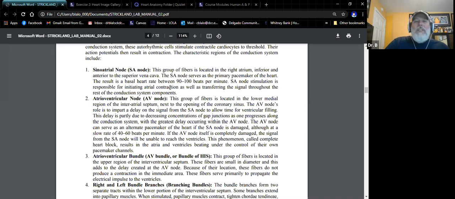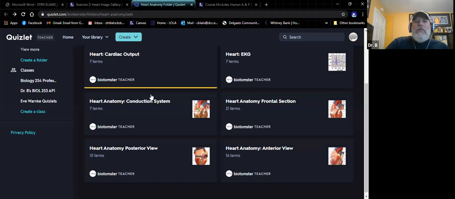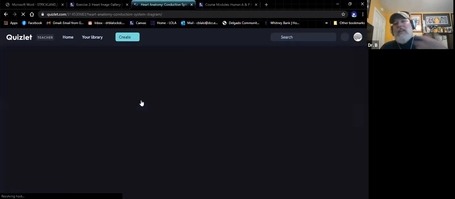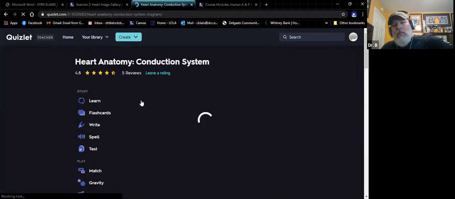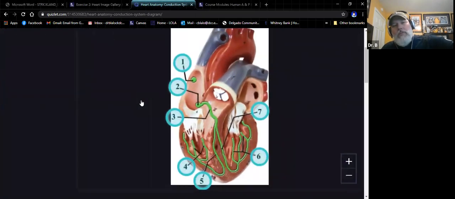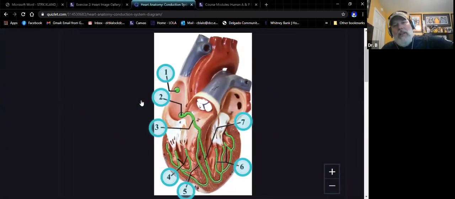So let's think about where the sinoatrial node is. And this will make a little more sense if we take a look at where these are located. So here is our heart model again, and Mr.